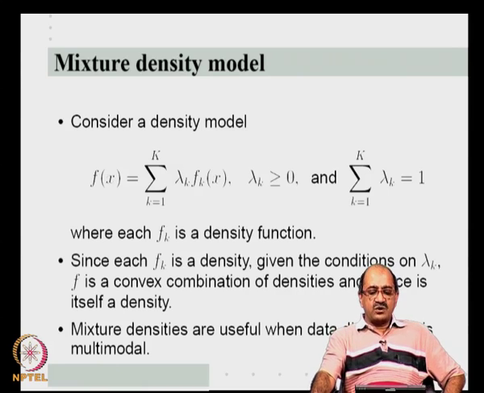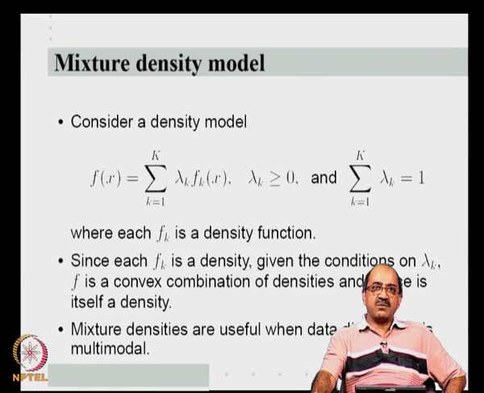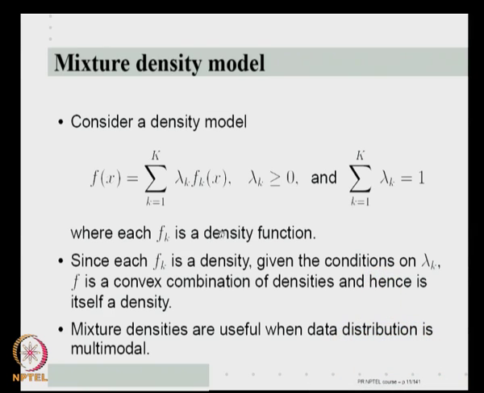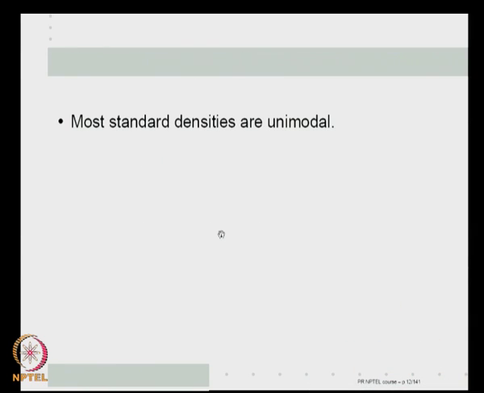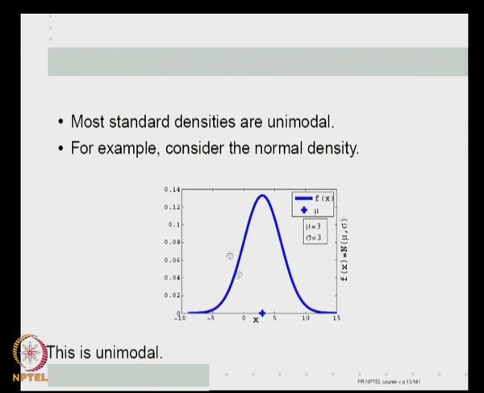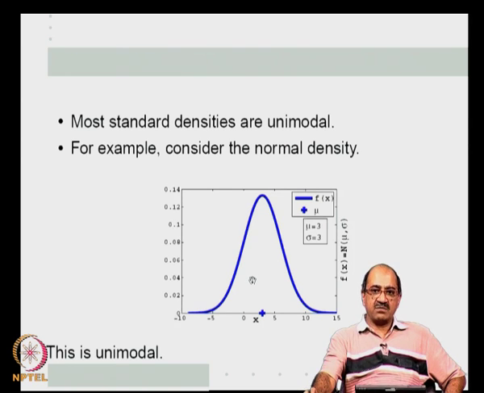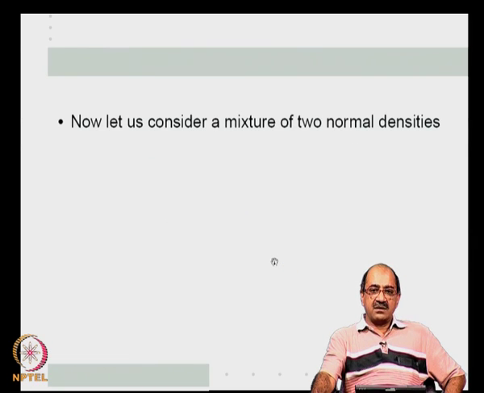Mixture densities are very useful, especially when the data distribution is multimodal. That is, instead of having only one maximum, it may have many maxima. For example, most standard densities are unimodal. The normal density curve has exactly one maximum, and everything falls off monotonically on either side of the maximum. Exponential density is a similar thing. Most standard densities, Poisson, binomial, all of them are unimodal. But mixture densities allow us to capture densities that are multimodal.